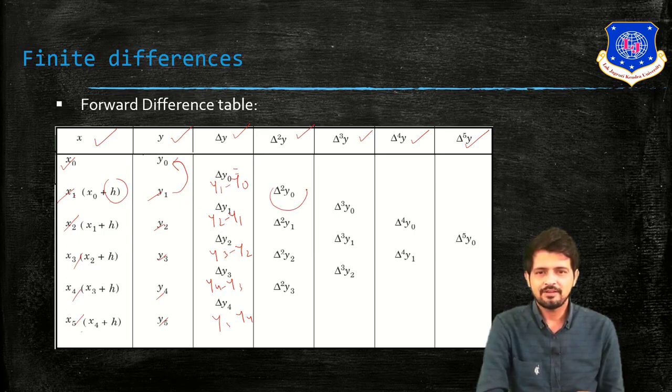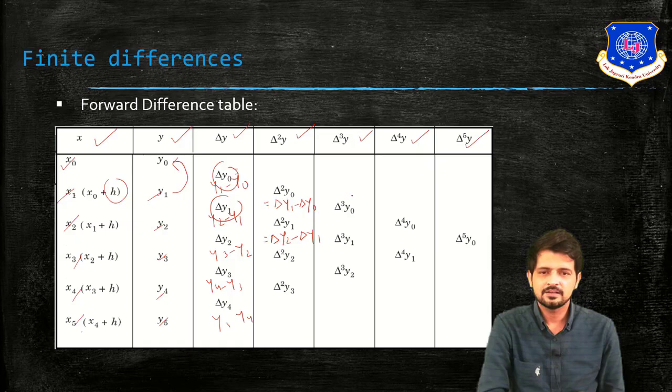Similarly, del square y0 is the second order difference and we have to write it in between these two. Between these two values I have to write here. And how can I find this? By taking the difference of this value and this value. So del square y0 can be written as del y1 minus del y0. Similarly, this can be written as del y2 minus del y1 and so on.